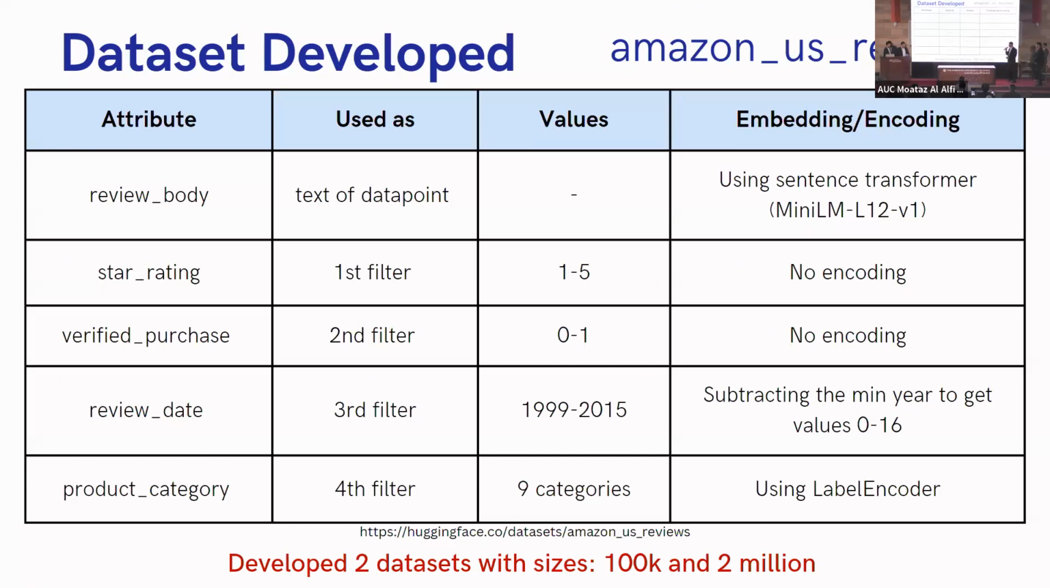Since filter search in general is an open research question and somehow new, we needed a real data set to evaluate our filter search. Since we couldn't find any data set, we had to develop a new one, which relies on Amazon US reviews. Amazon US reviews comprises more than 12 million data points with more than 8 features.